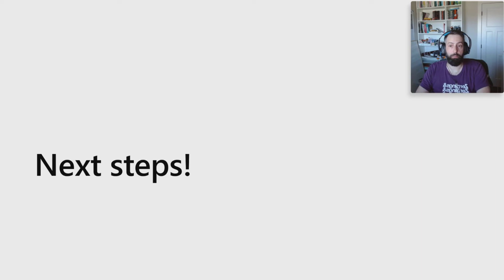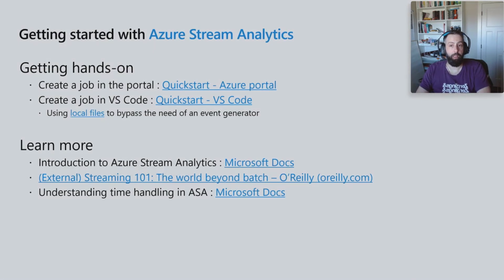You good? You're set up. So what next? We have tutorials, both on the Azure portal for you to use the Azure portal and for you to use VS Code. If you're still a little bit unsure about Event Hub, I highly recommend that you use VS Code and you use the local files option. You can actually do completely offline stream processing using Stream Analytics.